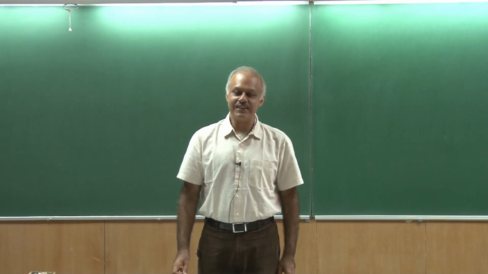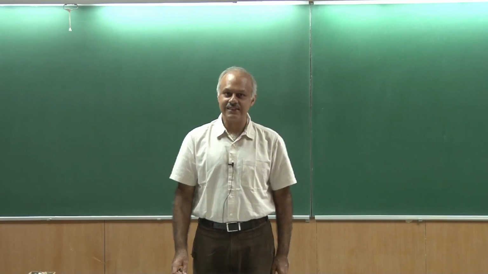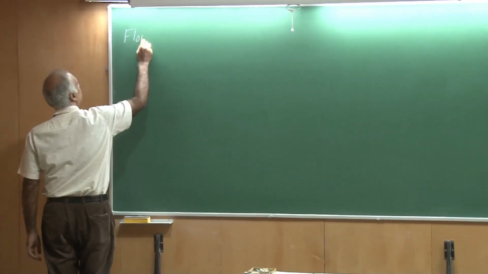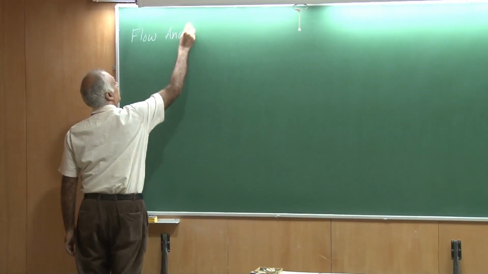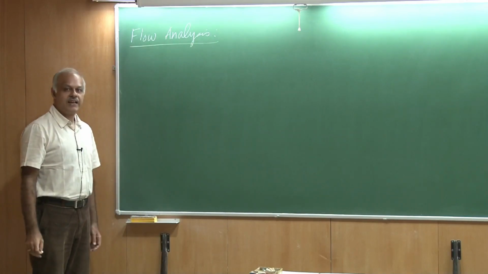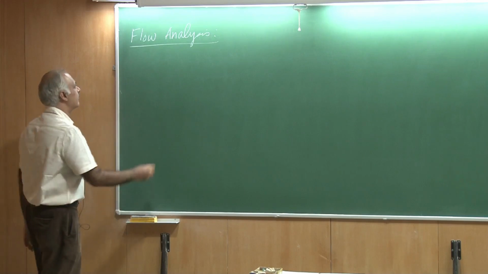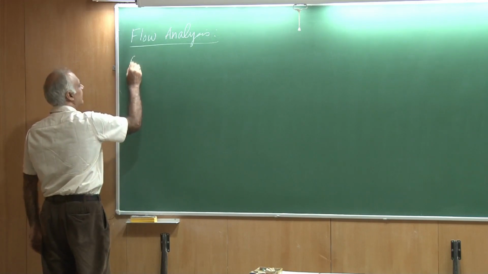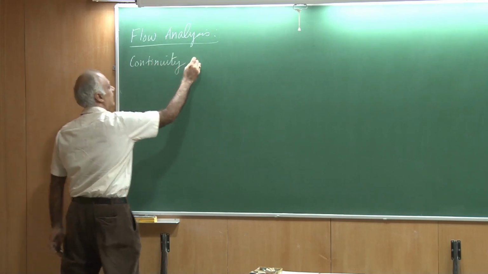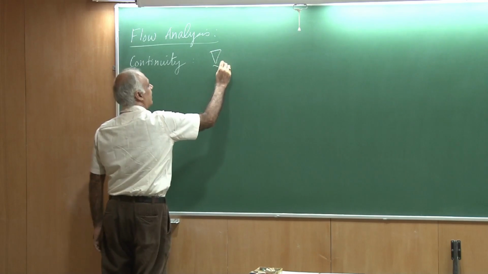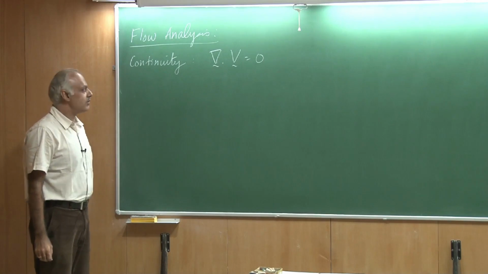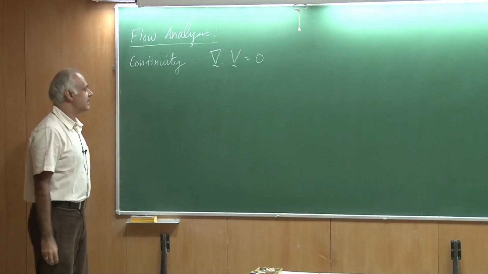Welcome back friends to another lecture of fluid mechanics and rate processes. So we are doing flow analysis. And in the last class we looked at the equations of motion in a differential form. So the first equation that we looked at is the continuity equation, and that was divergence of V equal to 0 for an incompressible flow where V is the velocity field.